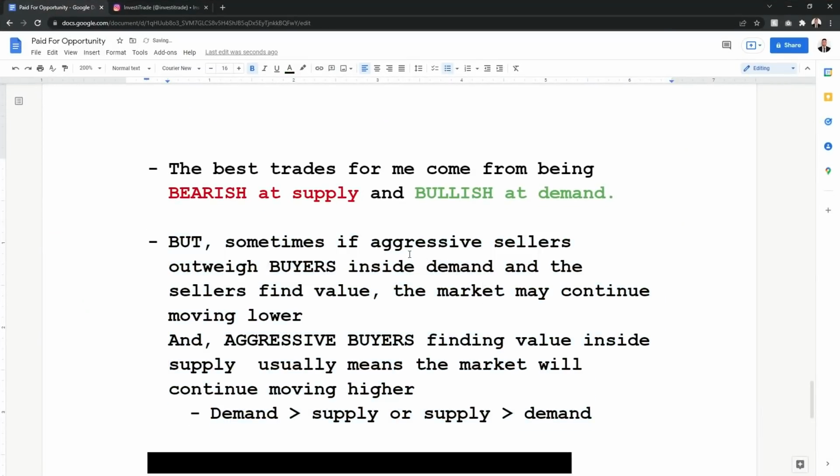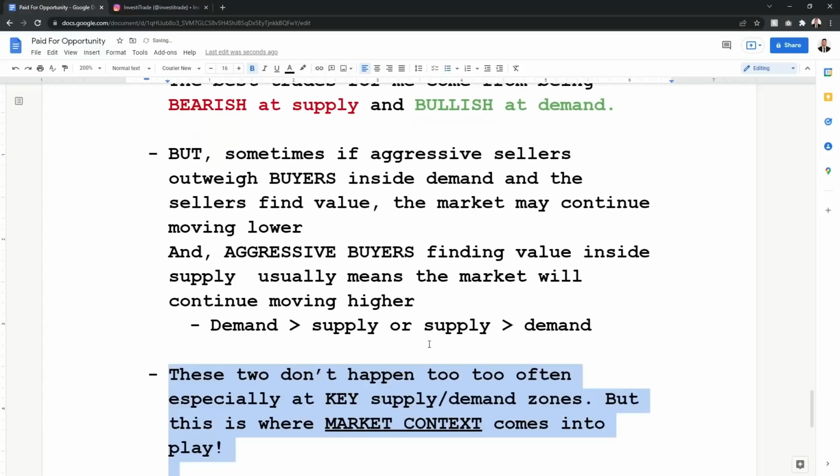However, sometimes if aggressive sellers outweigh buyers inside of demand and sellers find value at lower prices, the market may continue to move lower, and vice versa for the upside. If aggressive buyers find value inside of supply, it usually means that the market is going to continue to move higher. It's a supply-demand equation. When there are more aggressive buyers than sellers at supply, the market's going to move up, and vice versa for the downside. Demand exceeds supply or supply exceeds demand.